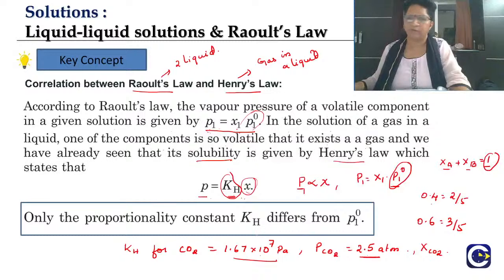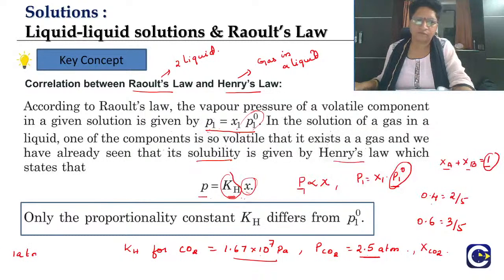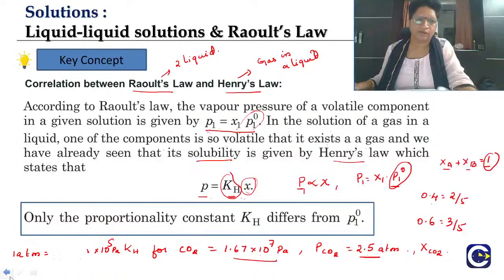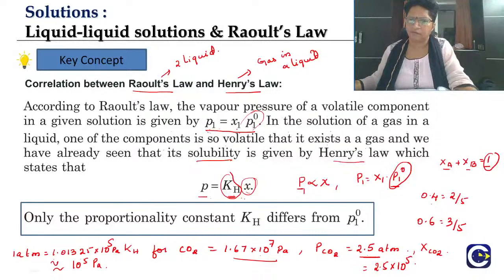One of them has to be converted. 1 atmosphere is equal to 1.01325 into 10 power 5 pascals. Converting exactly is difficult, so we will take it approximately as 10 power 5 pascals. So how much is 2.5 atmospheres? It will be 2.5 into 10 power 5 pascals.